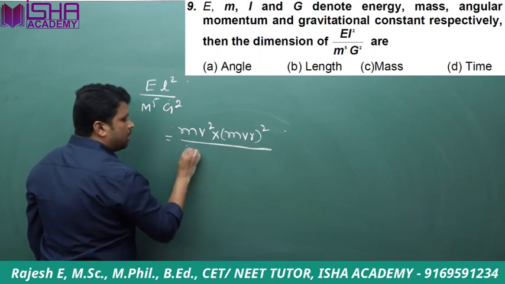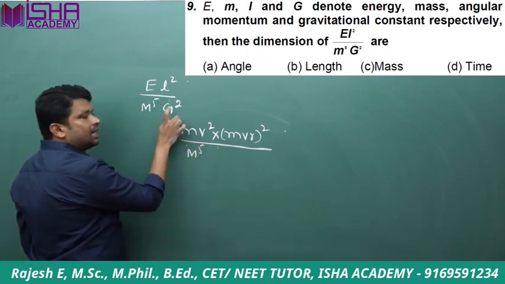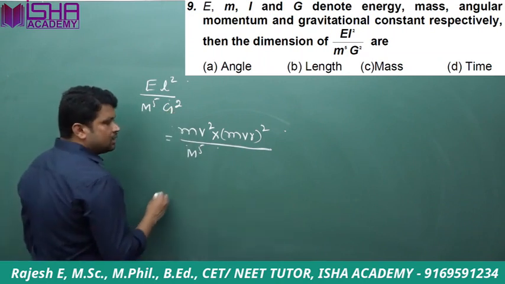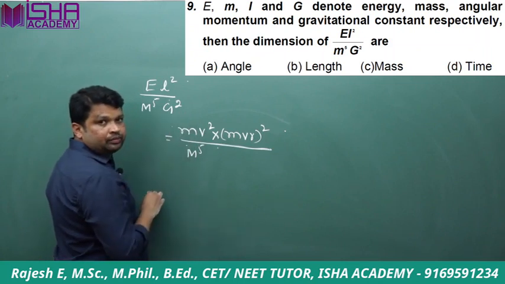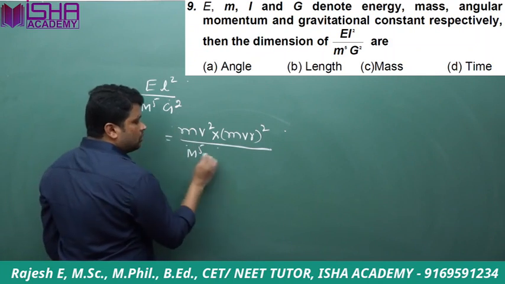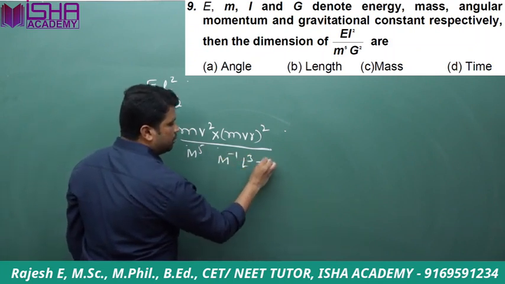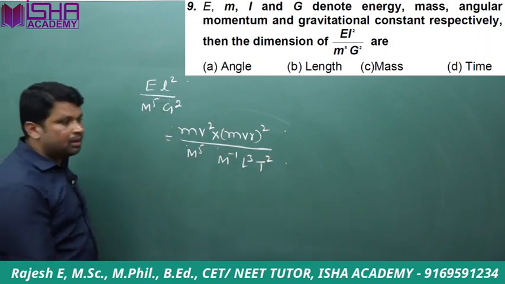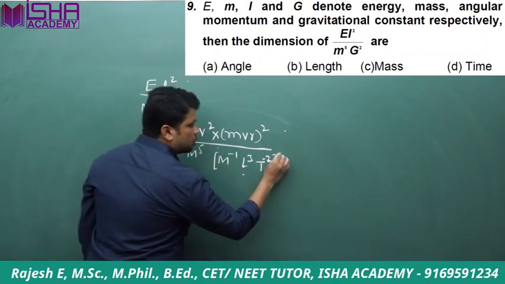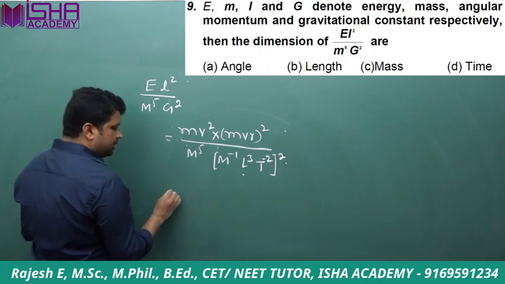See here, L square, L is angular momentum, and angular momentum whole square, divided by mass to the power 5 into gravitational constant squared. You have found out in the last question what the gravitational constant is, and that gravitational constant is m power minus 1 L cube T power minus 2. See here, T power minus 2, this is to the power square. We have to solve this one now, so write the dimension for this also.